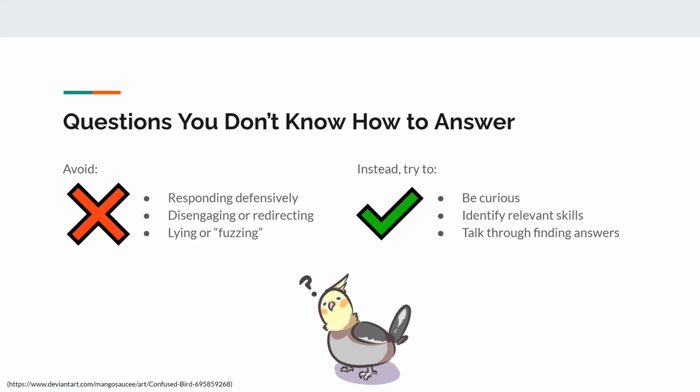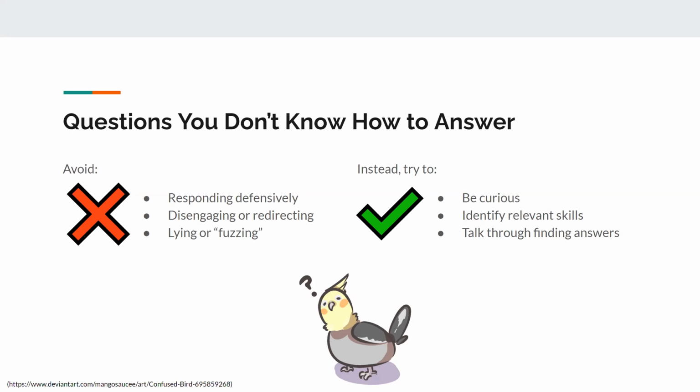Given that, I would recommend avoiding any kind of a defensive response. I would avoid any kind of a response that closes you up, that puts up a boundary of, well, I don't know how to do that, to the interviewer, because they will get the sense that will imply that you're not willing to try to learn new things.